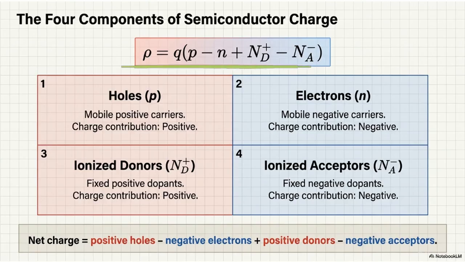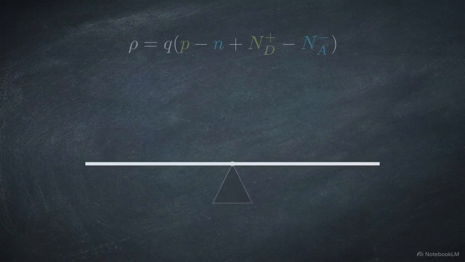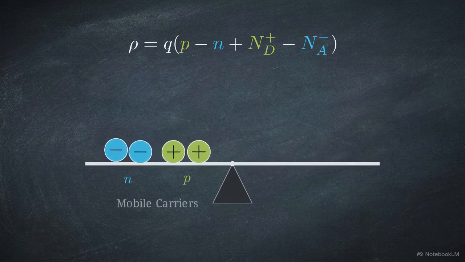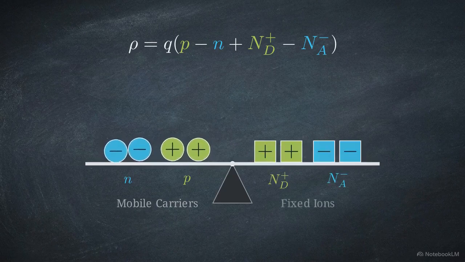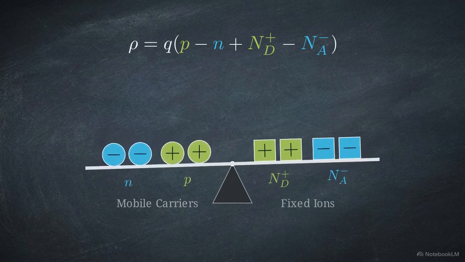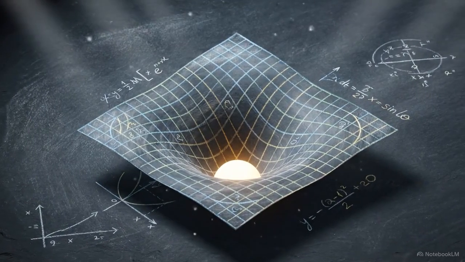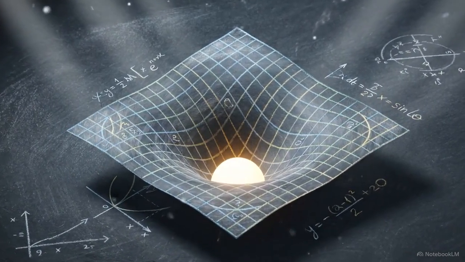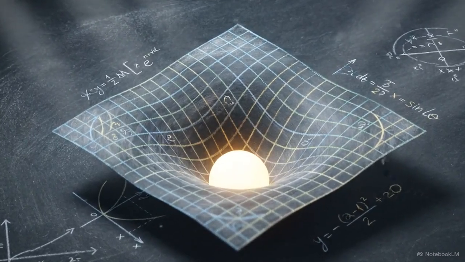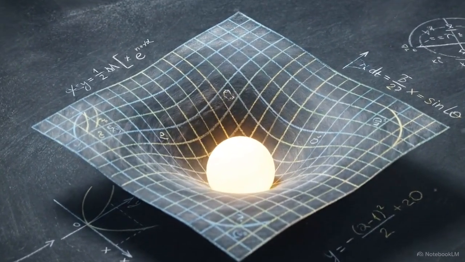The right side of the equation represents the physical sources of that curvature. In a semiconductor, these are the four components of net charge. This charge is a balance between mobile carriers, electrons and holes, and fixed ions, known as donors and acceptors. Wherever a localized net imbalance exists among these four foundational components, the entire electrostatic landscape must physically curve to compensate.